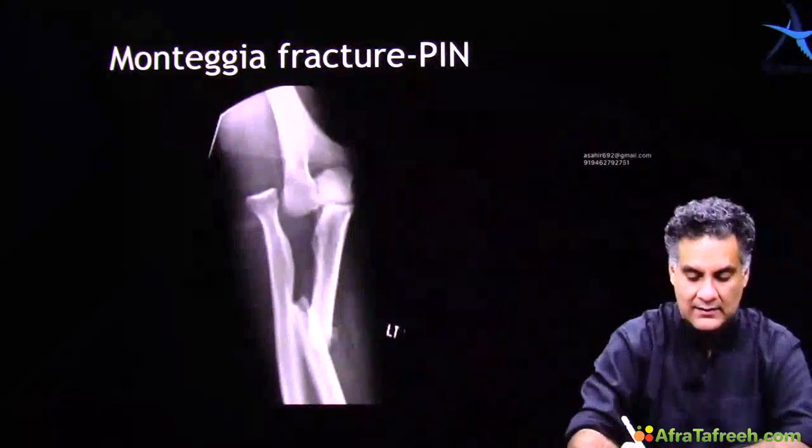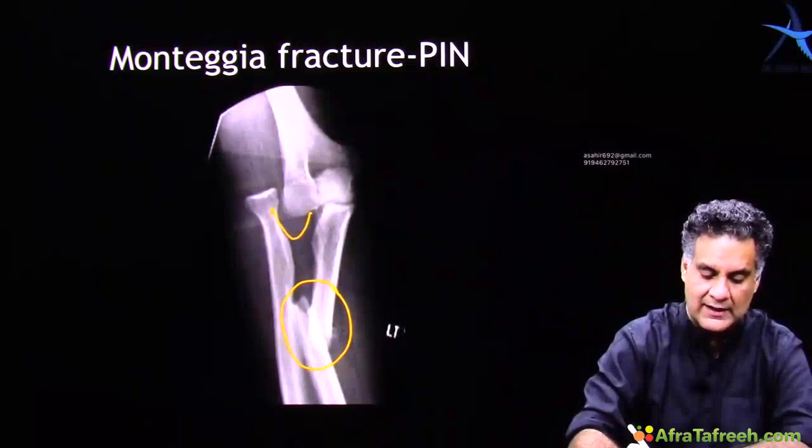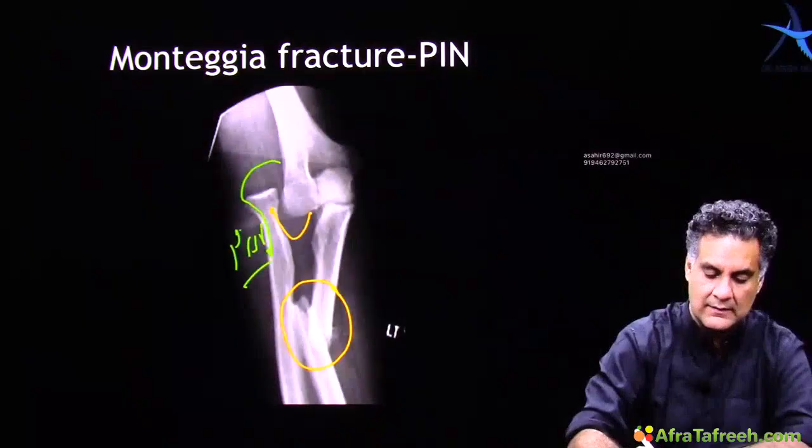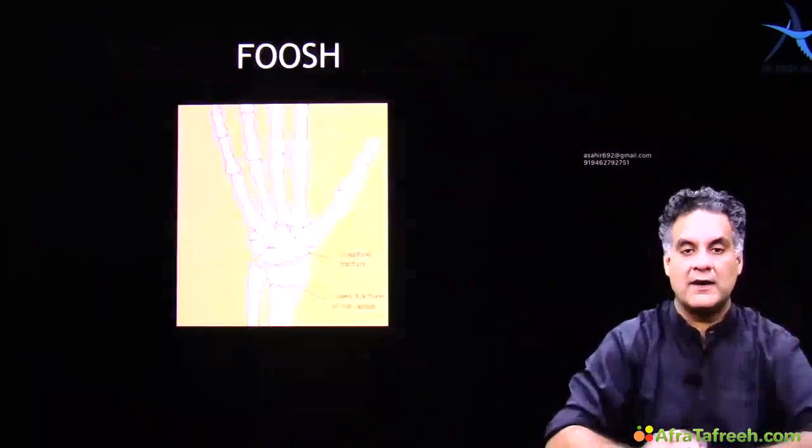This is the Monteggia. Fracture of ulna with dislocated radial head, and around the radial head you have the posterior interosseous nerve going, which is damaged, causing the finger drop, only a pure motor branch.